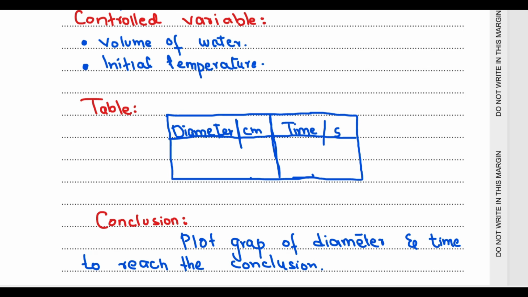Then the question says how you will process your results to reach a conclusion. So to reach a conclusion, I will plot a graph between the diameter and the time and I will check how these two values are relating with each other.